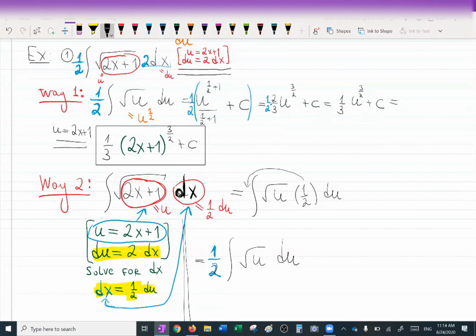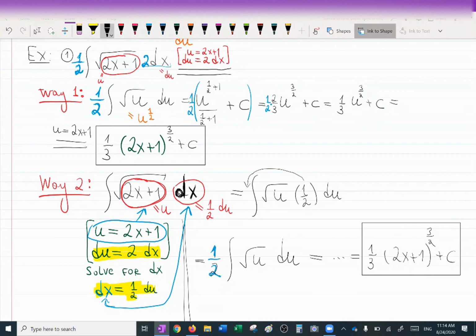And then the answer is the same. The result is exactly the same. The integration is exactly the same because the whole situation is the same. So the answer will be 1/3 times 2x plus 1 raised to 3/2 plus c. We're going to check the result in a second.